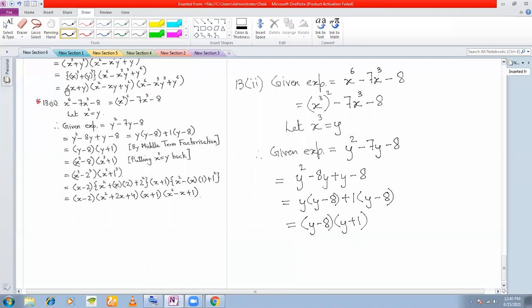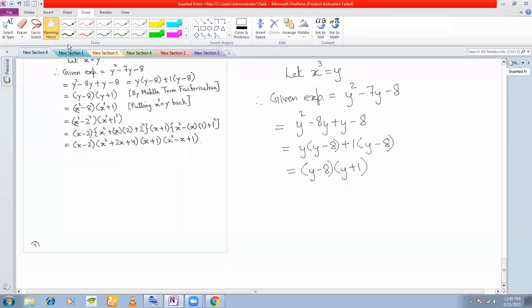Okay. Now, once we have factorized in terms of y, what is the value of y that we have put? We have put y is equal to x cube. So put back the value of y: x cube minus 8 into x cube plus 1. So now what you see here is that x cube minus 8 can be written as x cube minus 2 cube, and x cube plus 1 can be written as x cube plus 1 cube. See, we have already got two factors here, right?